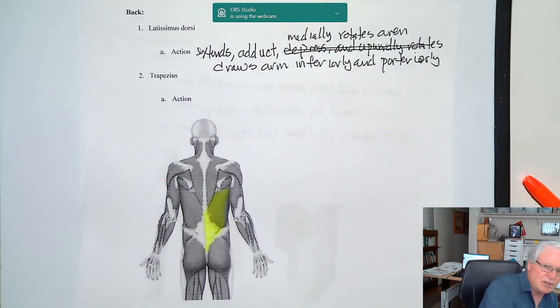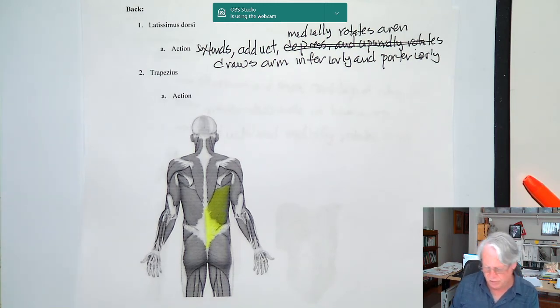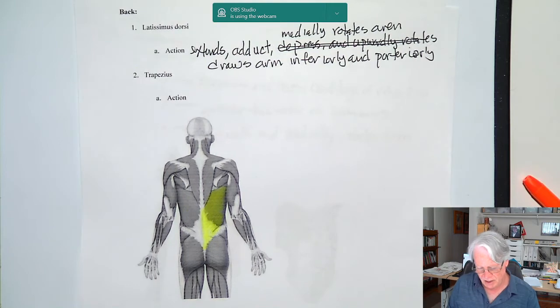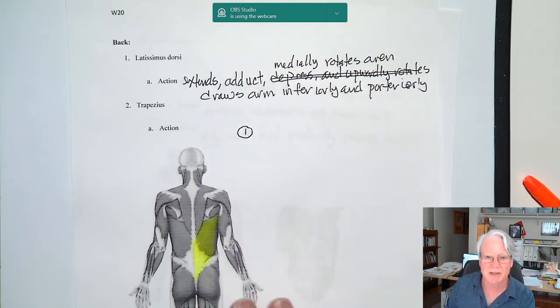All right, the other muscle is the trapezius. And with the trapezius, again, we're simply going to do action. And here we're going to have two actions. So let's do one and then two.